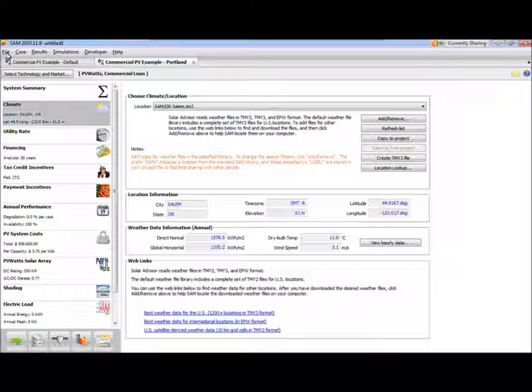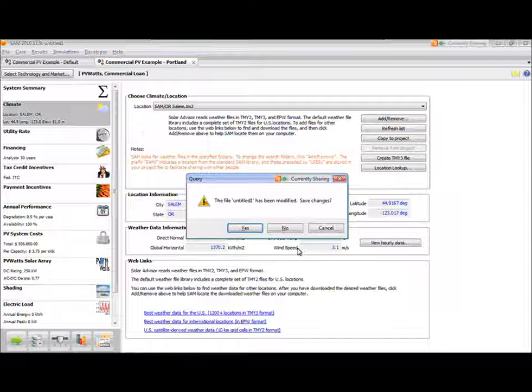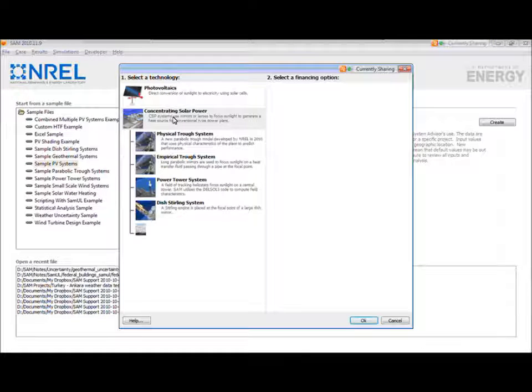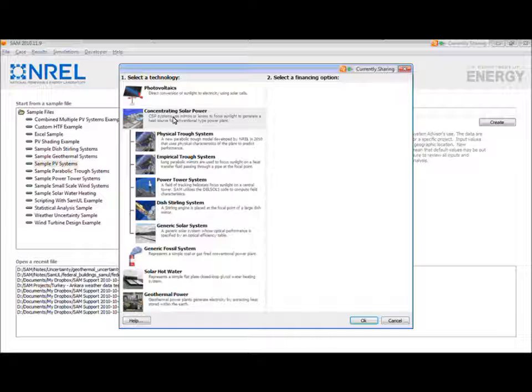So I'm going to start a new project. And this time I'm going to choose a CSP system so that I don't lose all of our CSP friends online. I'm going to model a parabolic trough system.